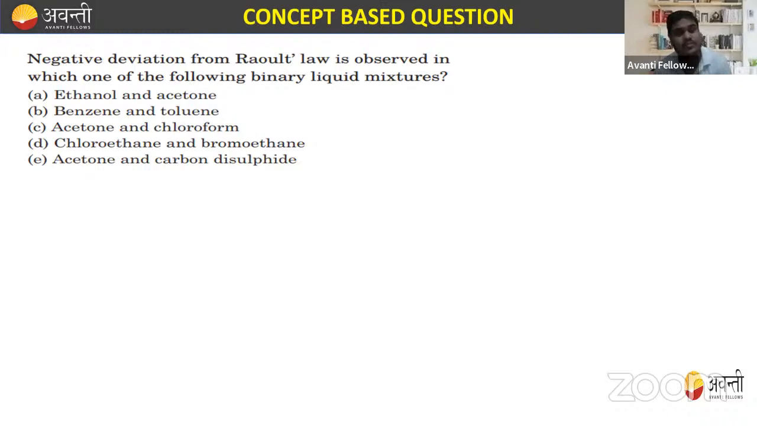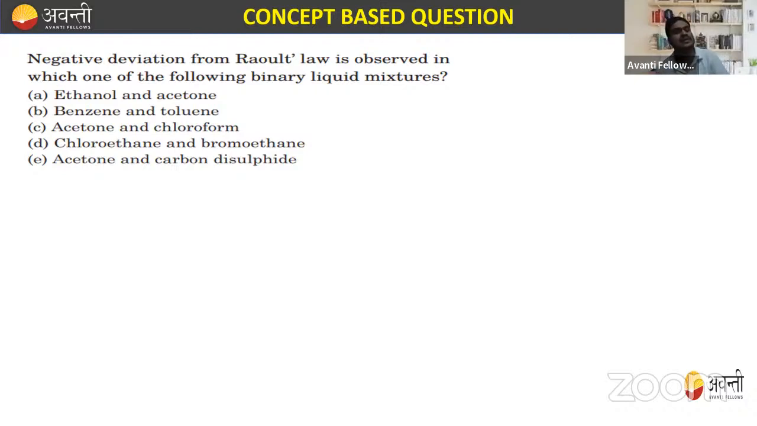Negative deviation from Raoult's law is observed in which one of the following binary liquid mixtures? So you have to identify the option in which you observe negative deviation. And you know very well what the condition for negative deviation is: the force of attraction between solute and solvent is much more, so that the escaping tendency decreases, and they show negative deviation, right?